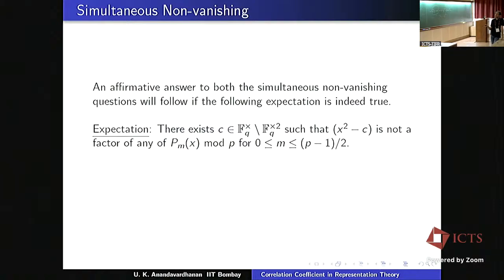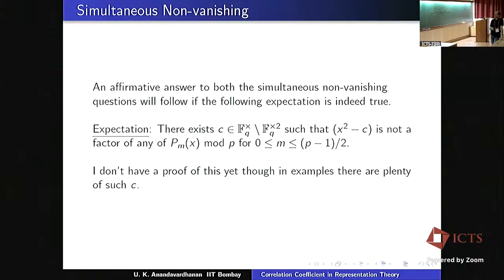I did many examples. There are plenty of such C, but somehow I don't have a proof of this. In examples, once I realized it's Legendre, doing computations was very easy because I didn't have to do anything. Just go to Wolfram, because Legendre polynomials are part of numerical analysis packages, right? Just put in factorize, and you get all the factors. Everything was automated. Otherwise, I was doing it by pen and paper, when I did not know these polynomials were Legendre. So experimentally, it seems true, but I don't have a proof.